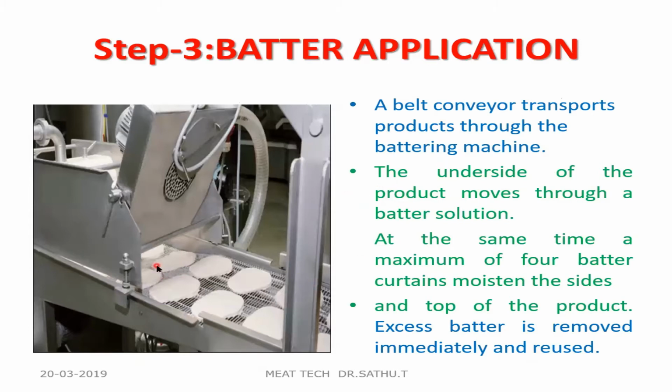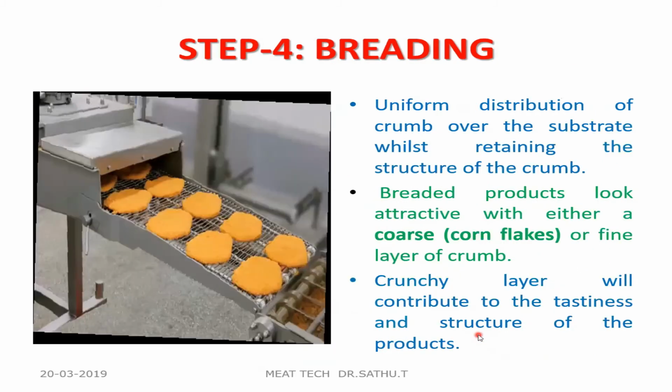Okay, a belt conveyor. After the pre-dusting, it goes and the batter will be applied on this. So excess batter is removed and it can be reused. So after the battering, it goes for breading. So you can see here the crumbs are added on this. It may be different breading materials we have seen.